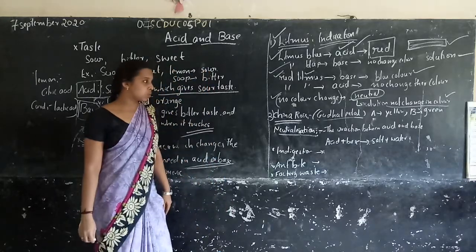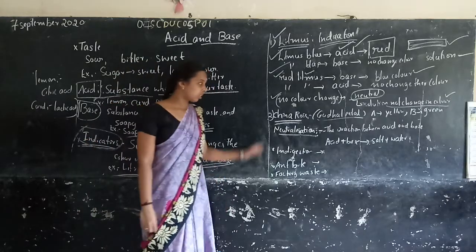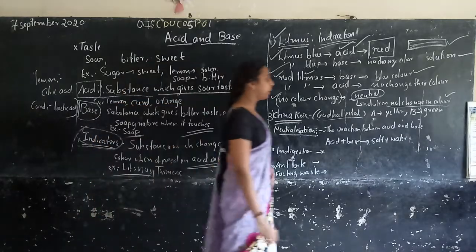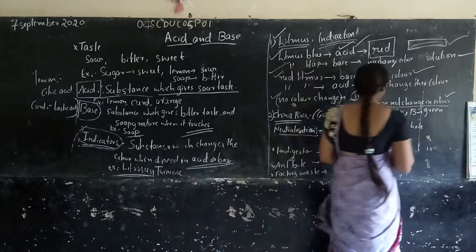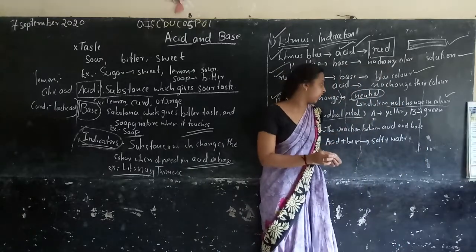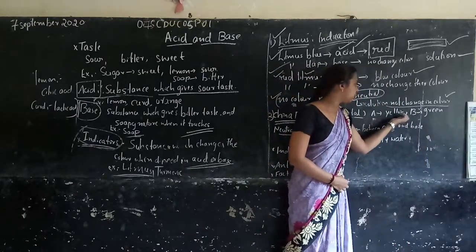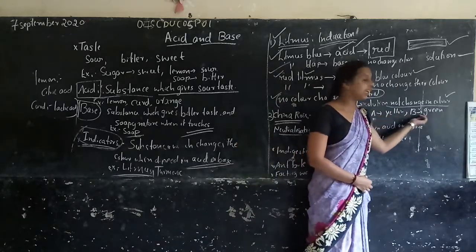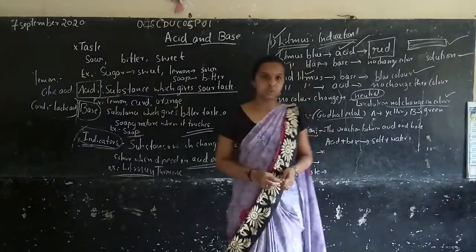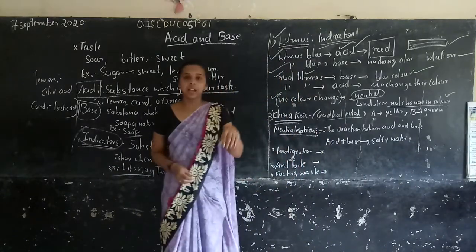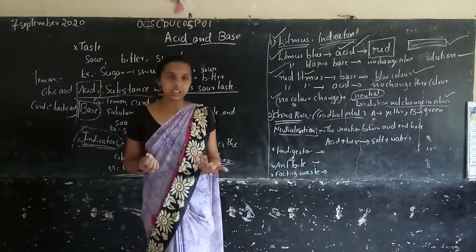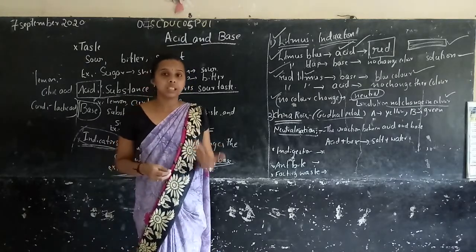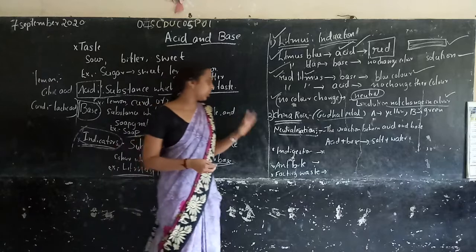What is China rose? It is a liquid indicator. If it is dipped in acid, it will show a yellow color. If I dip it in base, it shows a green color. So when the China rose indicator is dipped in acid, it shows yellow color, and in base, it shows green color. So this is the China rose.